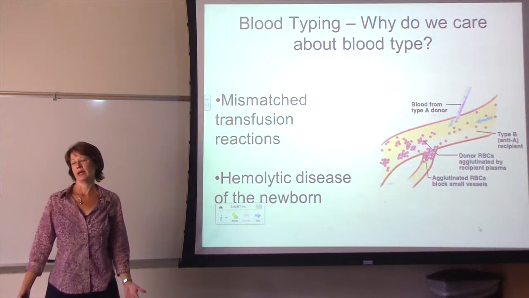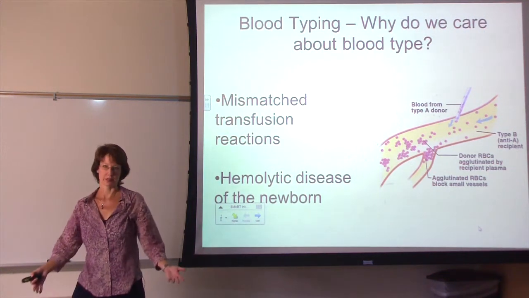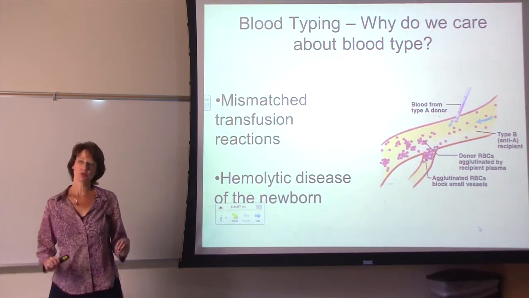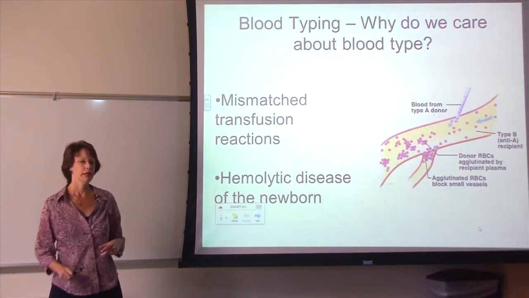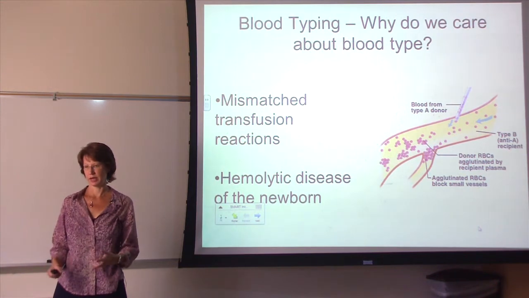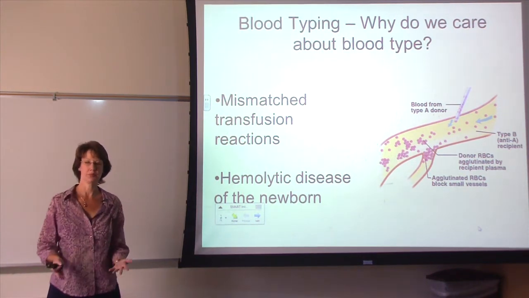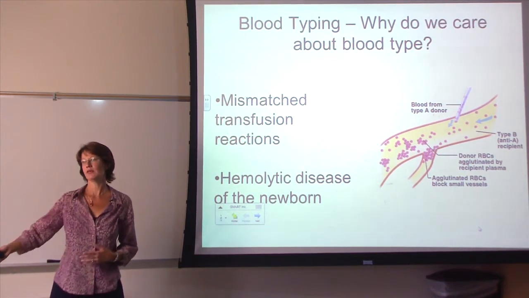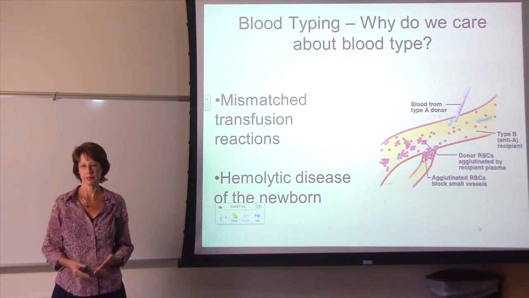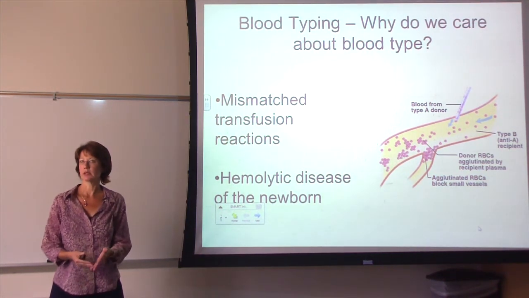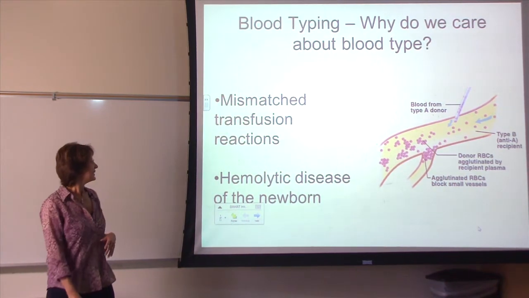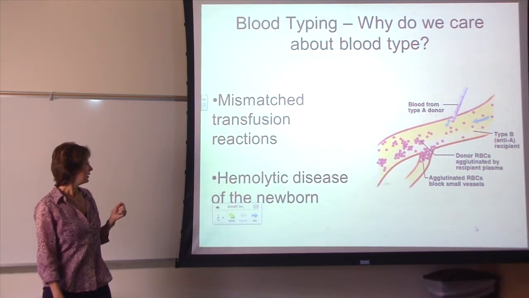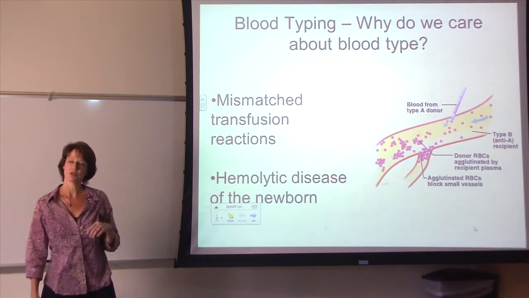So why do we care about the type of blood that someone has? There's two really important reasons to pay attention to the type of blood. One is mismatched transfusion reactions. So if you're not paying attention to what kind of blood someone has and you give them blood of the wrong type, it can cause their blood to clump up and can kill them. Good reason, huh?